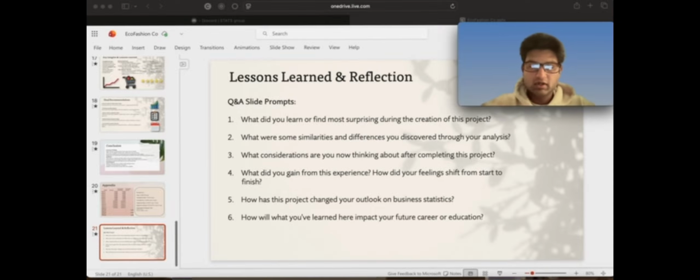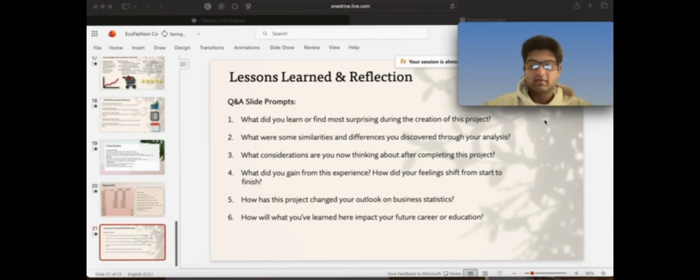For number four, at the beginning of this project, the amount of data and the number of statistical techniques felt overwhelming. However, as we worked through descriptive statistics, inferential tests, and forecasting models, everything became more connected and manageable. And by the end, I gained more confidence in using statistics to tell a clear business story and felt a strong sense of accomplishment seeing how our analysis led to realistic recommendations.